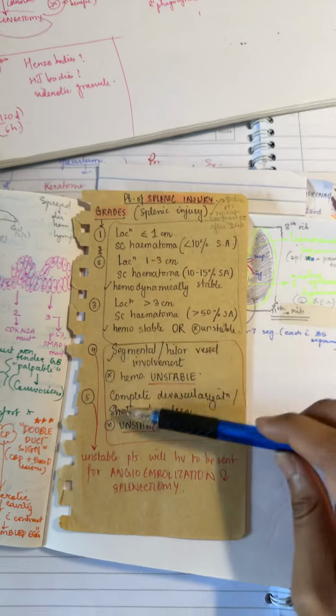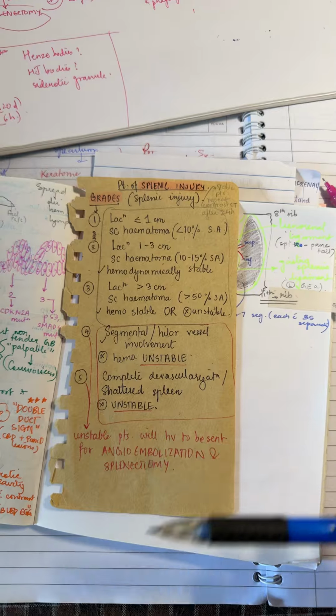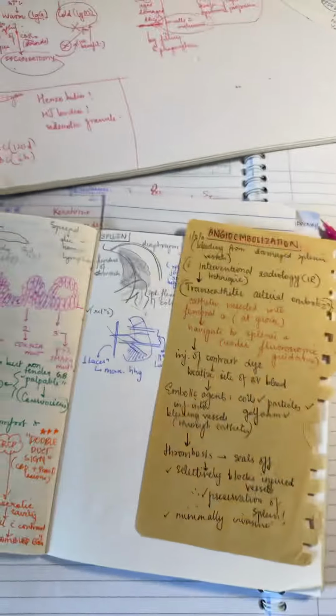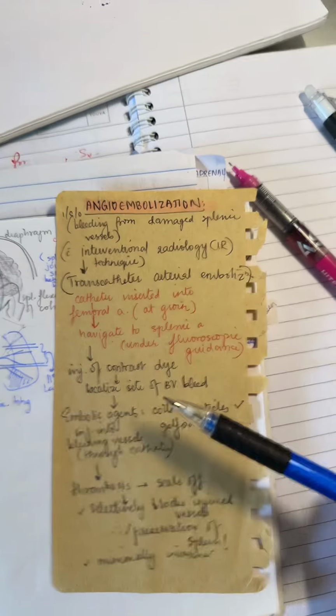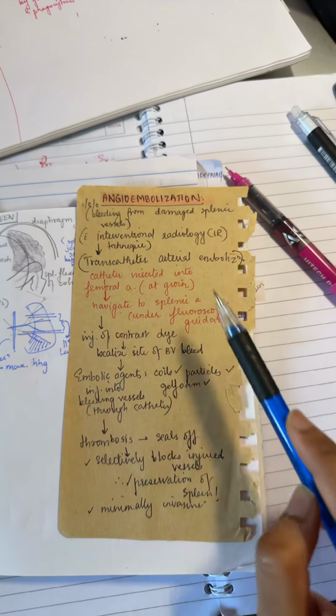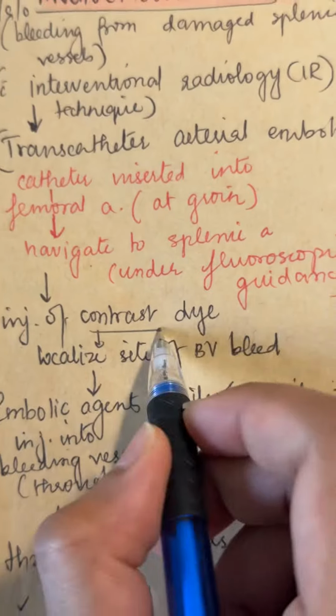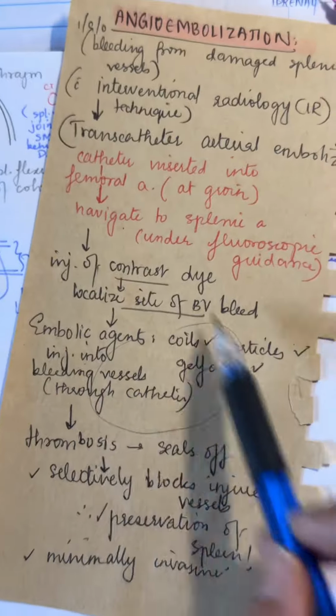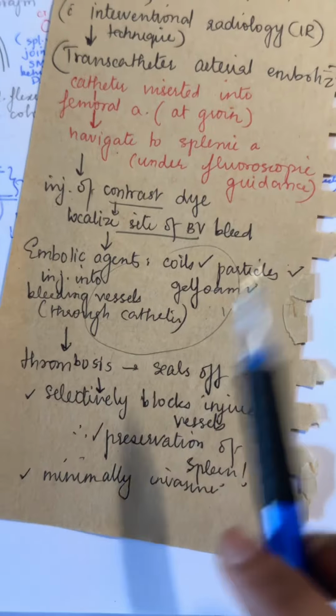For grades 3 to 5, the patient is unstable, and you will have to send them for angioembolization and splenectomy as an urgent management. Here you want to localize the damaged blood vessel, and you catheterize the femoral artery and go up to the splenic artery with fluoroscopic guidance. You'll put in contrast and localize the bleed, and you put in certain embolic agents which will cause thrombosis and block the injured vessels and preserve the rest of the spleen. This is your minimally invasive technique.